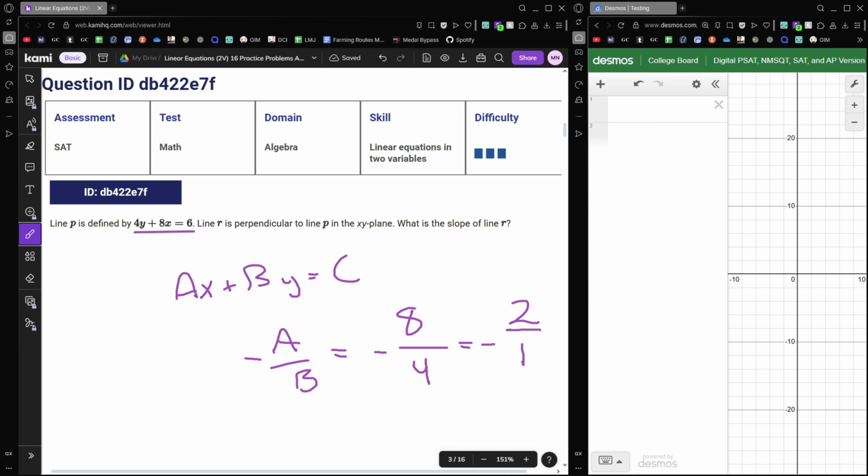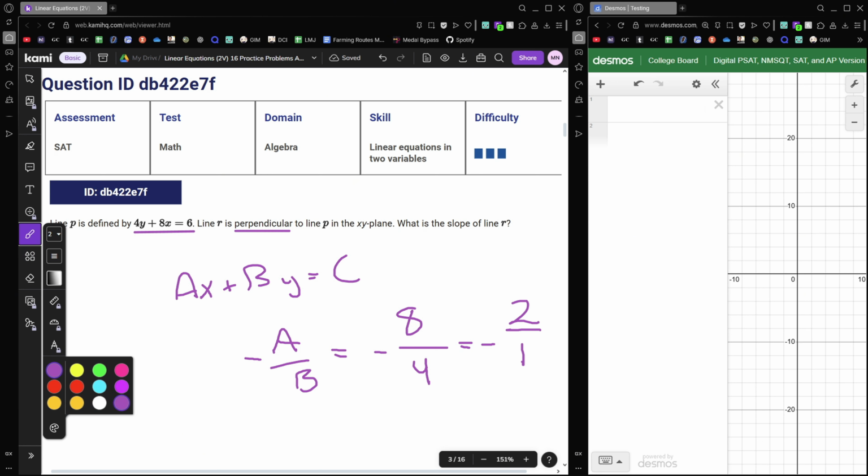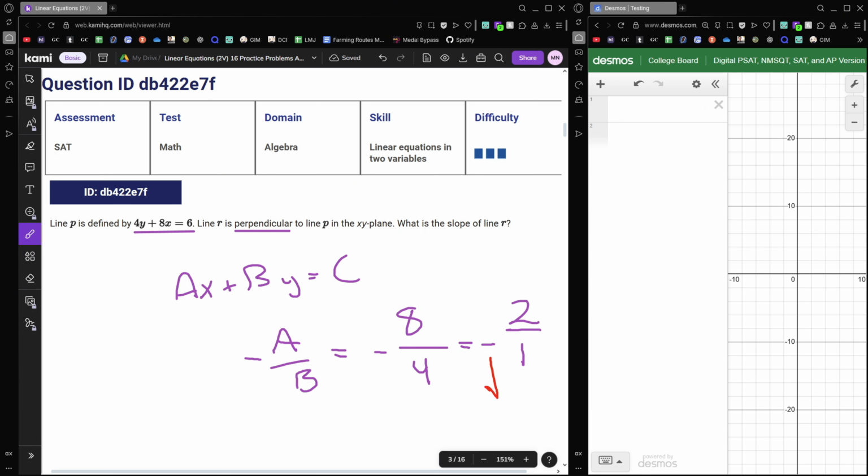Then you should remember that a perpendicular slope will be the opposite reciprocal. Opposite meaning the opposite sign. So this negative sign here would turn into a positive sign. And then reciprocal meaning you flip the fraction. So the 1 would go on top, and then the 2 would go on the bottom. So that would be 1/2. So our answer will be +1/2.